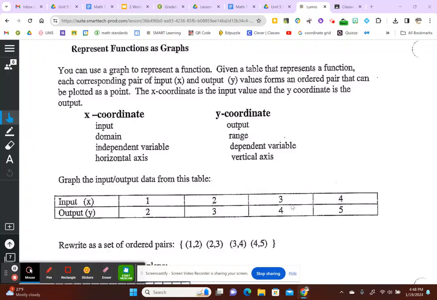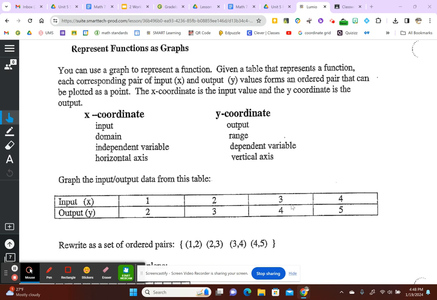Okay, so this video starts on page 7 of your Unit 5 Part 4 packet, and we're going to review again some of the vocabulary for functions, and then we're going to learn how to represent a function as a graph. So you know that your input is your x and your output is your y.